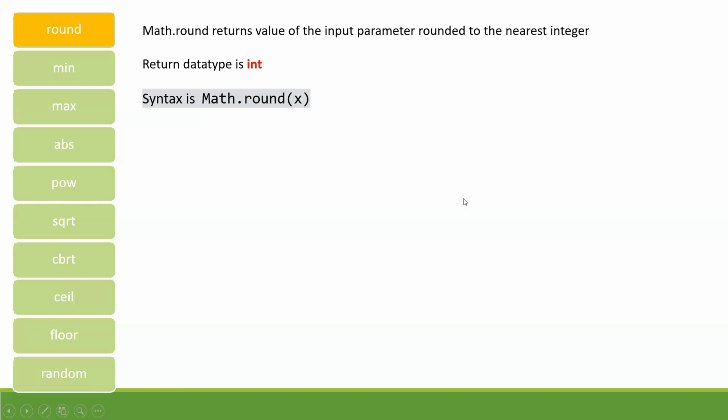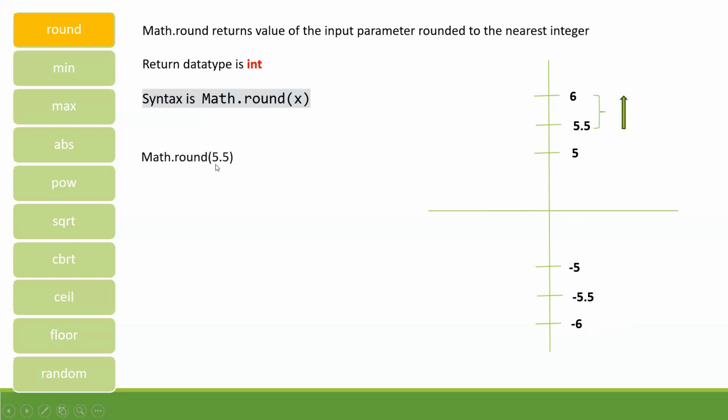Now, how do we decide the output of these numbers? Let's draw the y-axis, and I've taken a set of positive numbers and a set of negative numbers. Now, any number in the range 5.5 to 6 will go up. So that means Math.round of 5.5, the answer will be an int, 6. Math.round of 5.9, which is here, will go up and find the nearest integer. Okay, so the nearest integer is 6. So that will be 6.